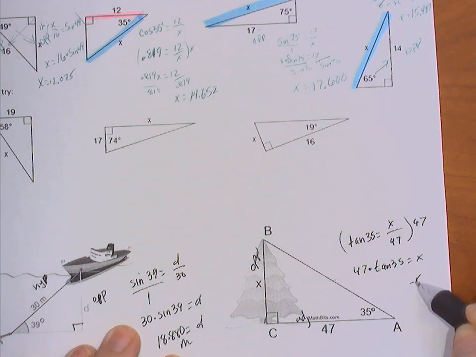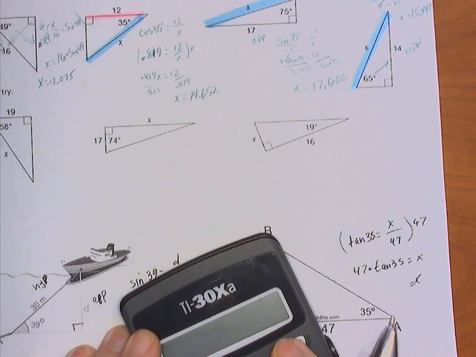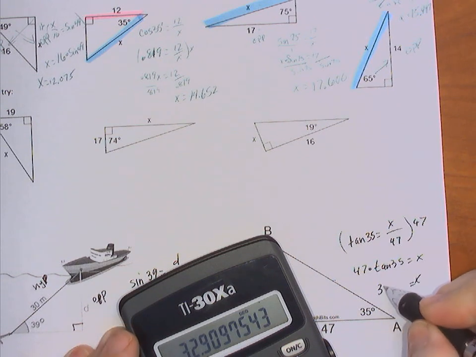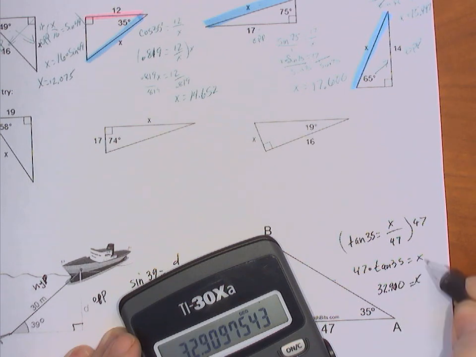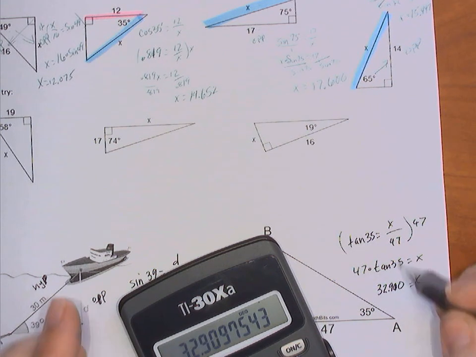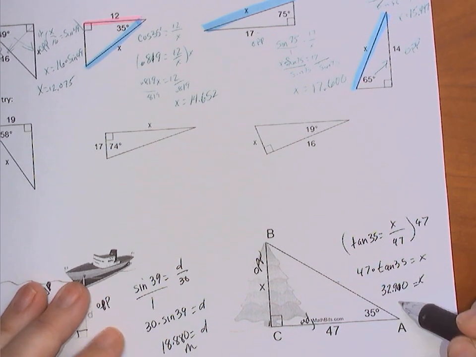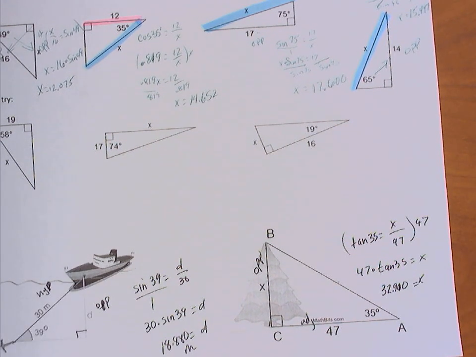And then I just put that in the calculator. 47 times tangent of 35 equals 32.910 when I round up. And that's probably in feet, but there are no units marked, so I don't have to write any down. If you have any questions, let me know.